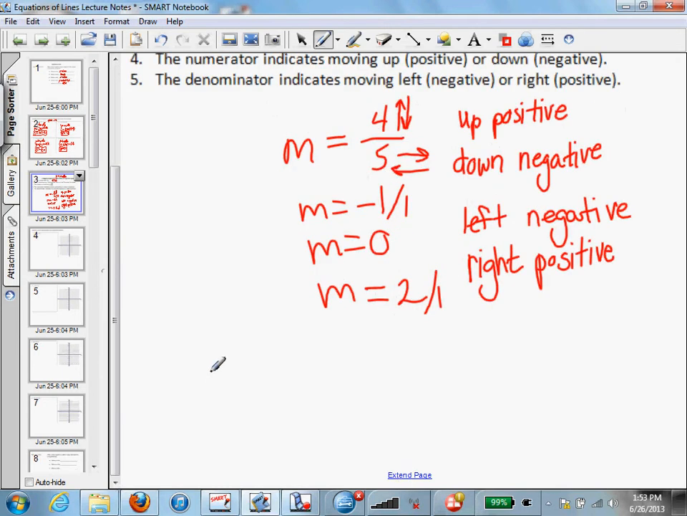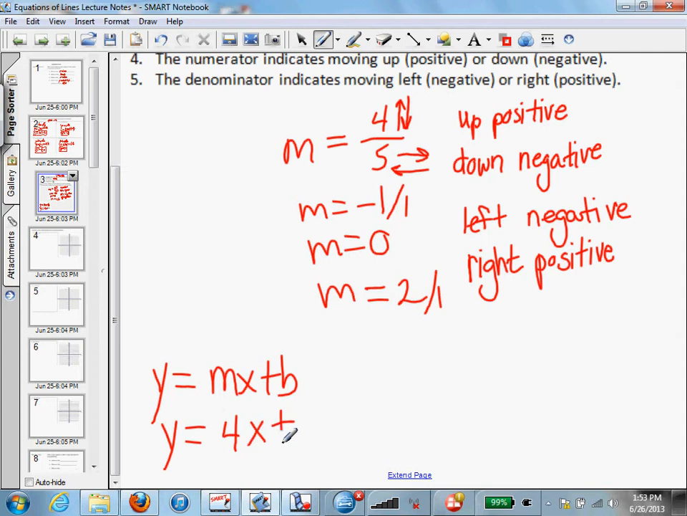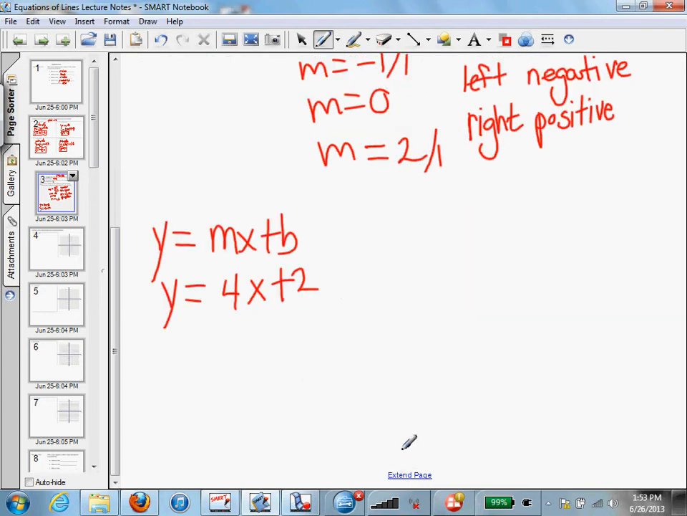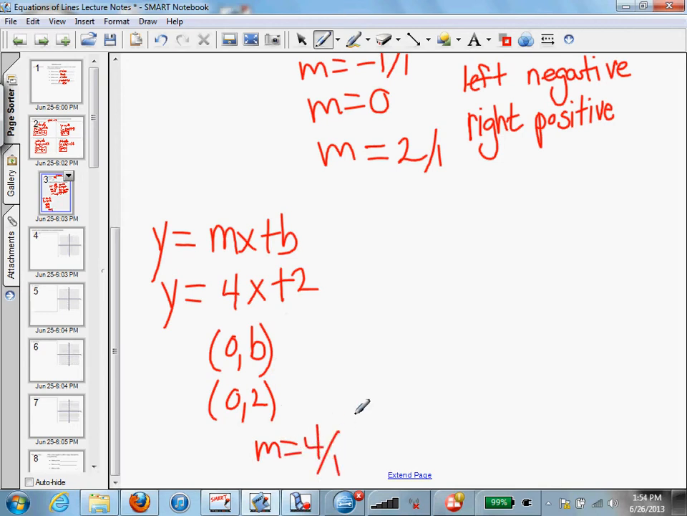Okay, so say you were given y equals mx plus b, where m was 4, y equals 4x plus 2. What you want to say in this case is that you want to plot the y-intercept, in this case it's 0, 2. You plot that. Then you use the slope, which is 4. Remember, it can be written as 4 over 1, so since both these are positive, you're going to go up 4, and then you're going to go to the right 1 and find your next point.